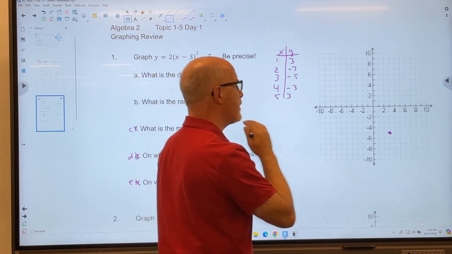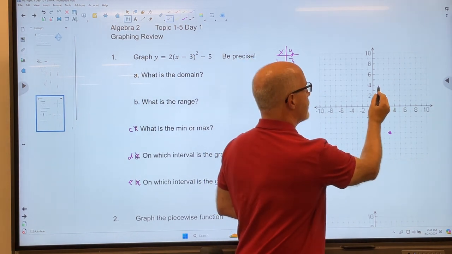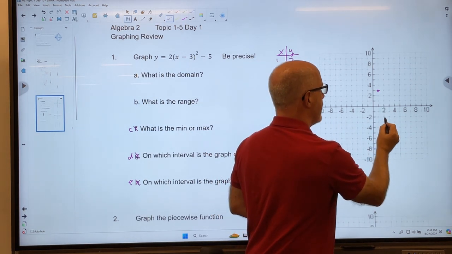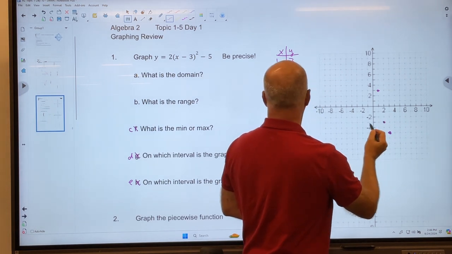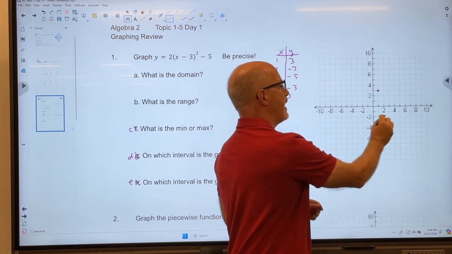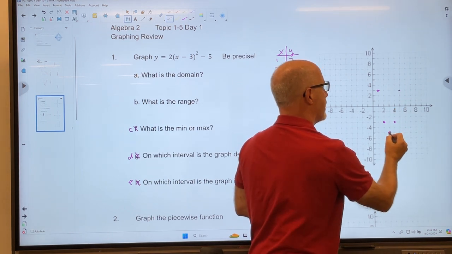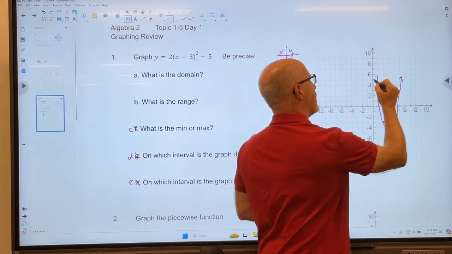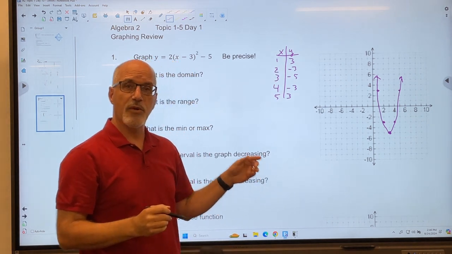Let's plot those points and draw our parabola. So we're going to do 1, 3. And we're going to do 2, -3. It's right there. And we're going to do 4, -3. And then 5, 3. So there's our parabola.